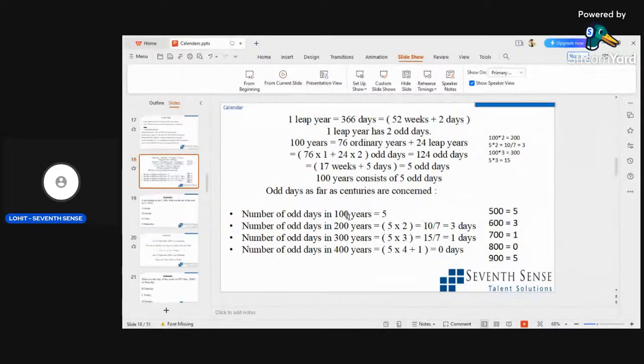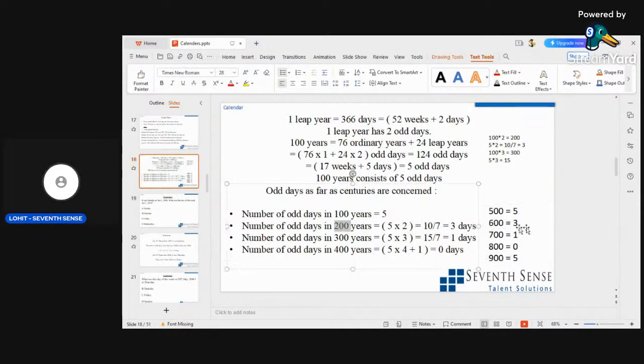500 will be equivalent of 100. 600 will be equivalent of 200. 700 will be equal to 300. 800 will be equivalent to 400. And always remember: 400, 800, 1200, 1600, 2000 will always be 0. Whatever the 400 table, their odd days will always be 0. Understood?